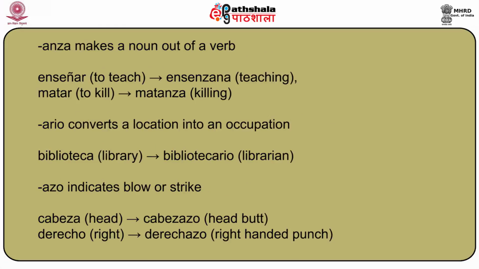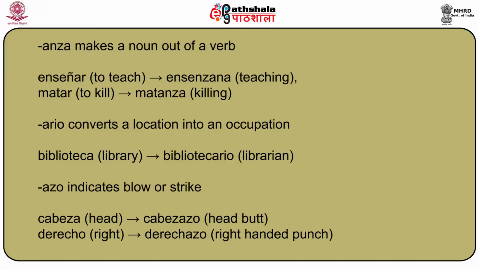Ansa makes a noun out of a verb. Enseñar, to teach. Enseñanza, teaching. Matar, to kill. Matanza, killing. Aryo converts a location into an occupation. Biblioteca, library, turns into bibliotecario, a librarian.